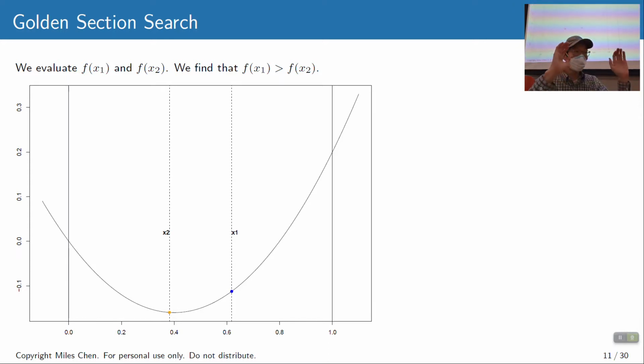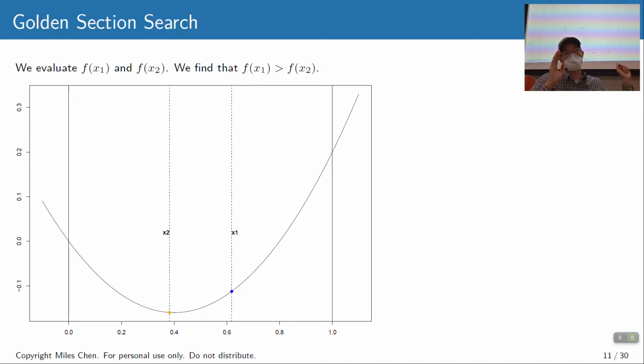The reasoning here is, we know that in our original interval from 0 to 1 there's at least one minimum point. There's a minimum value. And once we find that f(x2) is less than f(x1), we can throw away all the points to the right of x1. I don't have to search there anymore for a lower point, because I know a lower point exists to the left of x1.